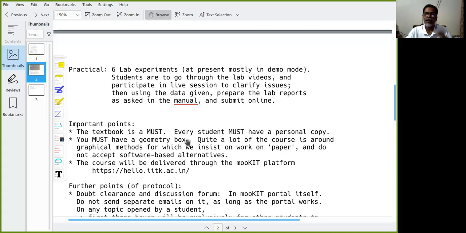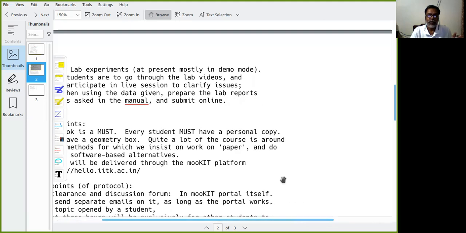Because many of the exercises will require practical work, which you will need to draw on paper, and then scan them and submit online. Now, something regarding scanning. The diagrams that you make with the geometry box are typically made in pencil. But when you scan it, sometimes the scans are very faint, and it is quite often impossible to go through that and understand it. So be careful of one thing: after you make the diagram on paper with pencil, you must, to a good extent, ink that.